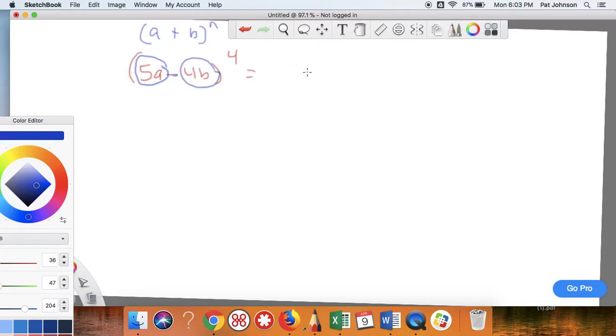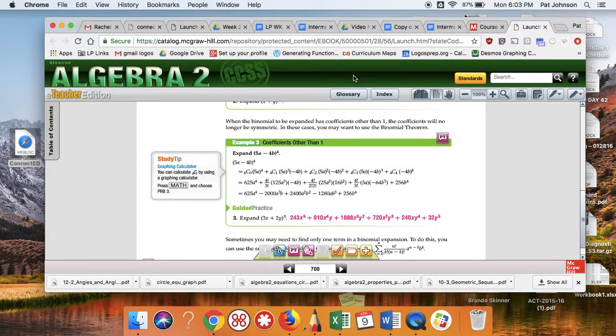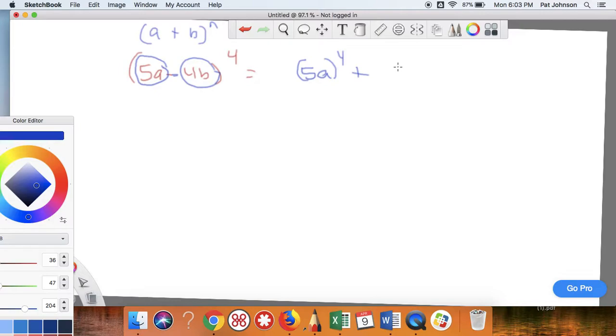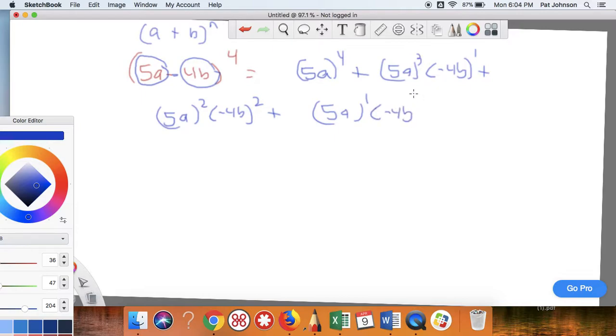So we said it's 5a to the 4th power, okay, plus we said 5a to the 3rd power times negative 4b to the 1st power plus, I have to come down here, 5a to the 2nd power times negative 4b to the 2nd power plus 5a to the 1st power times negative 4b to the 3rd power plus negative 4b to the 4th power, because the 0 power is just 1. So those are our a's and b's.